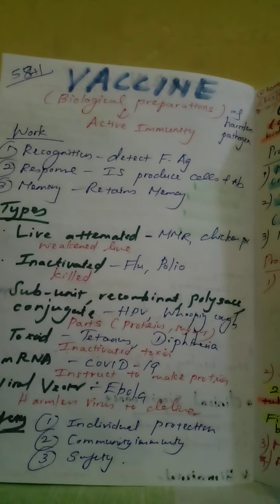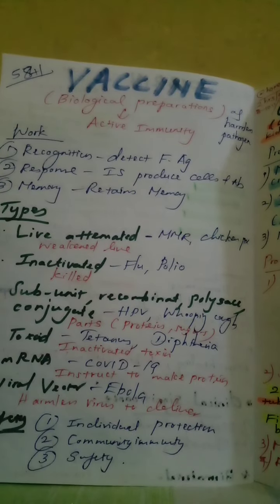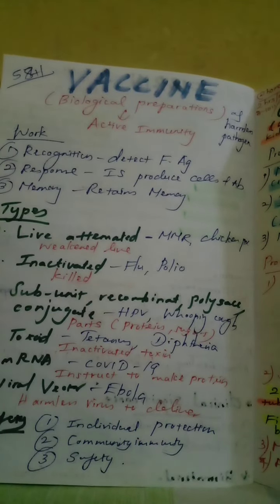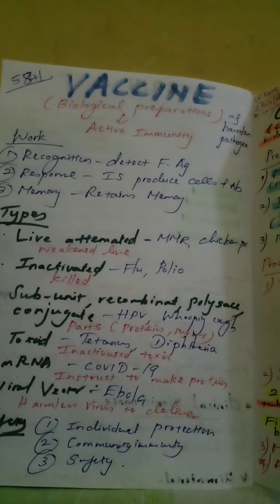Well, it's a biological preparation. Why do we say biological preparation? Because it includes living organisms or parts of living organisms, generally pathogens, but with their reduced antigenicity. And the purpose of providing a vaccine is to induce an immunity with a long-term protection.